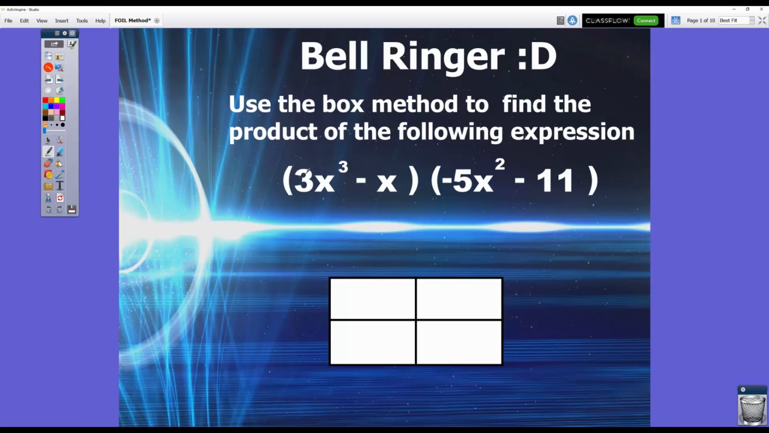Alright, so we are going to use the box method to find the product of this following expression right here. We've got 2 binomials being multiplied together. We're going to go ahead and put the terms in our first binomial, and write those right here on the left side of the box. We have our 3x to the power of 3.